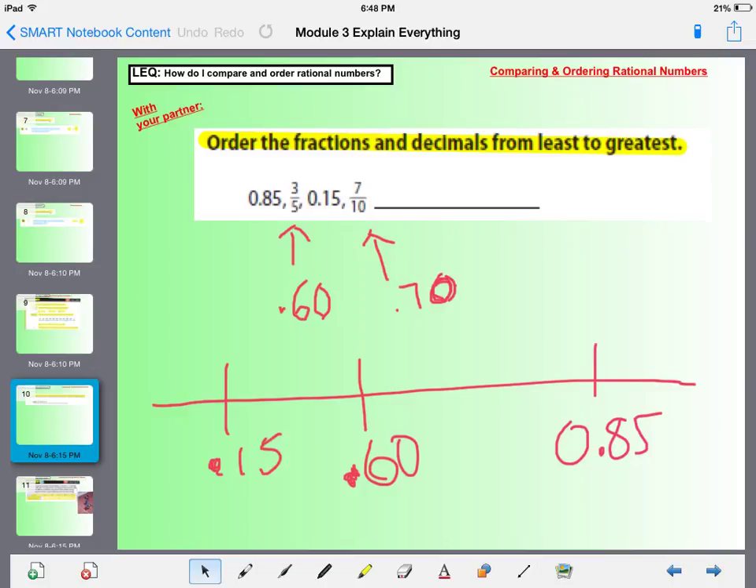And then lastly, we have 7/10, which we know is the same as 70 hundredths. So he's going to go between 60 hundredths and 85 hundredths. If we needed to order these from least to greatest, see how easy it is now that we have just plotted them on the number line.